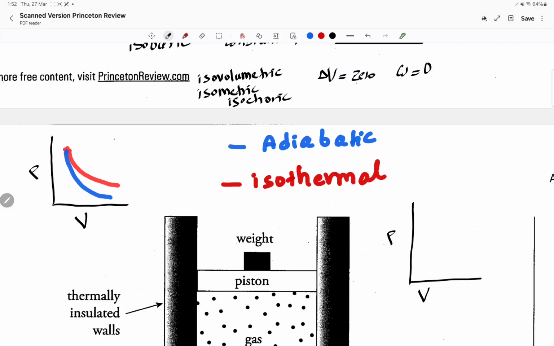So finding the area is easy, but just keep in mind, as we go to the right, the volume is expanding. That means the work has to be negative. And if we go left, the volume is decreasing. That means the work has to be positive. Just keep the signs in mind. Okay.